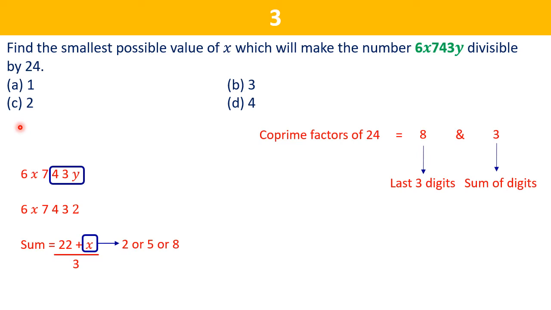Because if I take x is equal to 2, it will be 24, which is a multiple of 3. If I take x is equal to 5, it will be 27, which is again a multiple of 3. If I take x is equal to 8, it will be 30, which is also a multiple of 3. Now in the question it is asked, find the smallest possible value of x. So the smallest possible value of x is 2. Option C is the right answer.